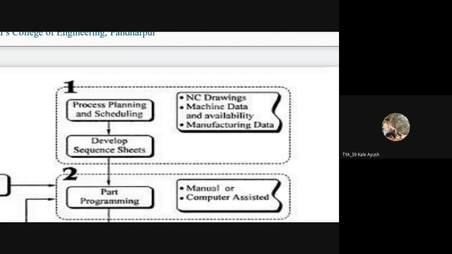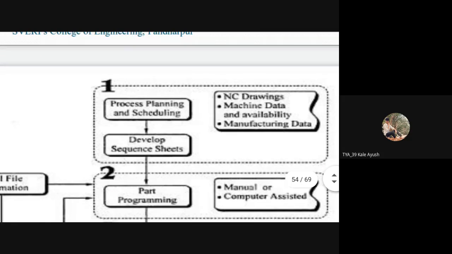This is also included in process planning: manufacturing data, the parameters of that machine, such as the extreme speed of that machine and the size of the motors, 1 HP, 2 HP, 3 HP. These are the basic information. Manufacturing data is all considered in process planning.